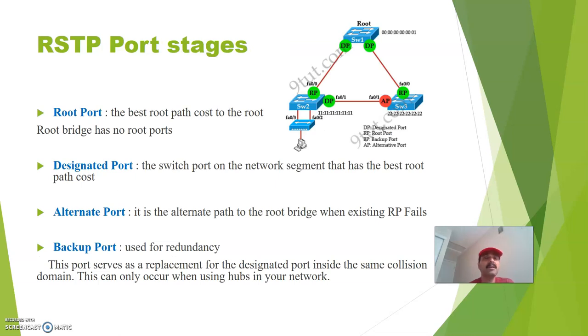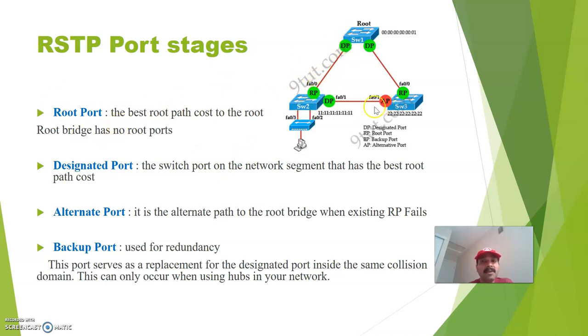Let us understand the RSTP port roles. These work similarly to spanning tree, but there are two additional ports: one is an alternate port and the other a backup port. Designated ports are the ports connected toward the root bridge which have the least root path cost, right? Every segment will have one root port and a designated port. So what is a root port? The root port is the port with the best root path cost to the root bridge. That is a root port.